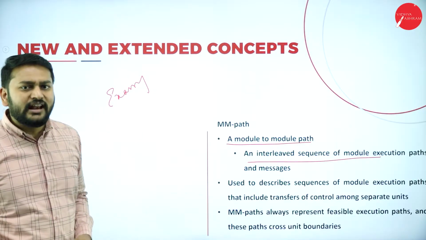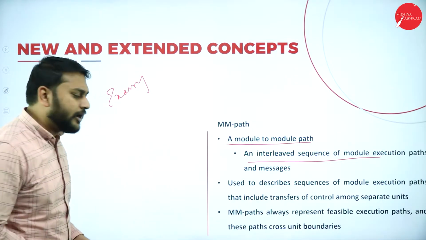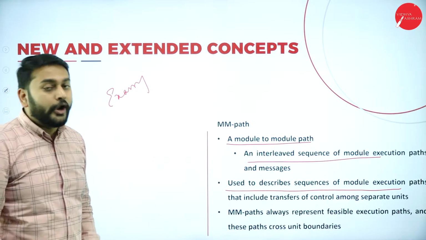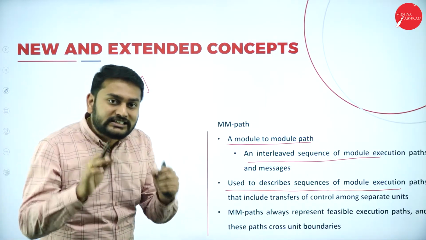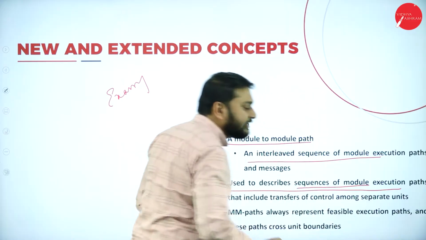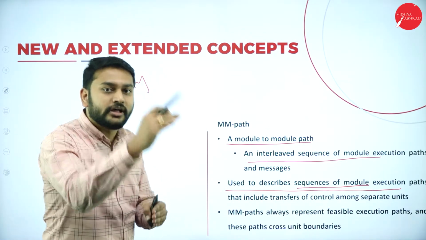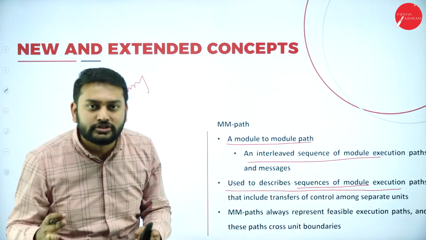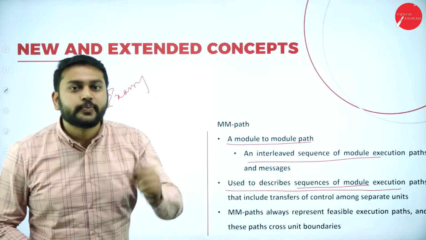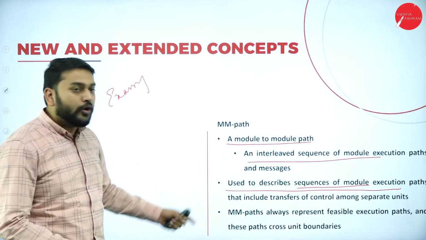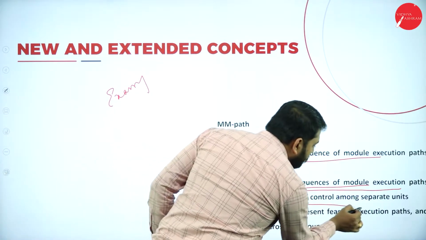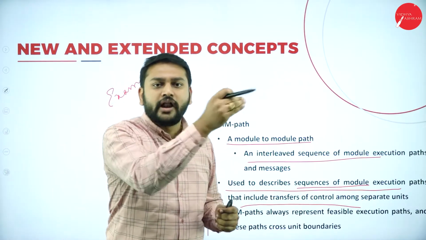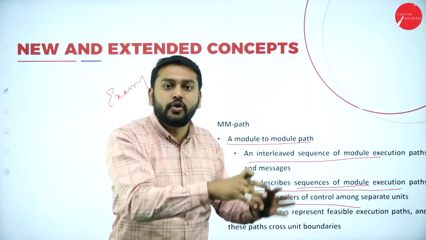So what exactly is this MMPath? Where do I use it? Listen to me. It is used to describe the sequence of module execution paths. Sequence in the sense of one after the other. Execution path means how exactly it is executing one after the other between the modules. That's what you will be able to understand with respect to the MMPath. It also includes the transfer of control among the separate units. That's what you need to remember: how it is executing one by one and how control is transferred from one part to another.